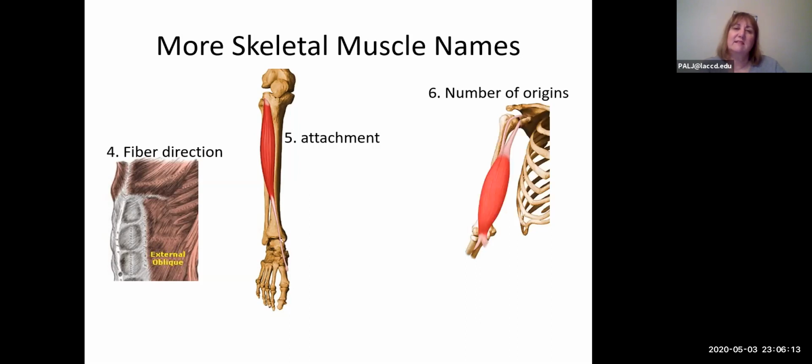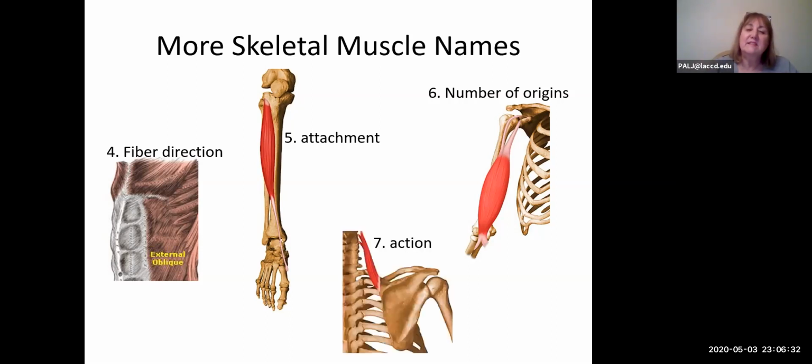And then this last example has to do with number of origins. So if a muscle has 2 origins or 2 heads, it's called a biceps. If it has 3, it's called a triceps. And so what's a quadriceps? It's actually not a muscle with 4 heads, it's actually 4 muscles that work together.